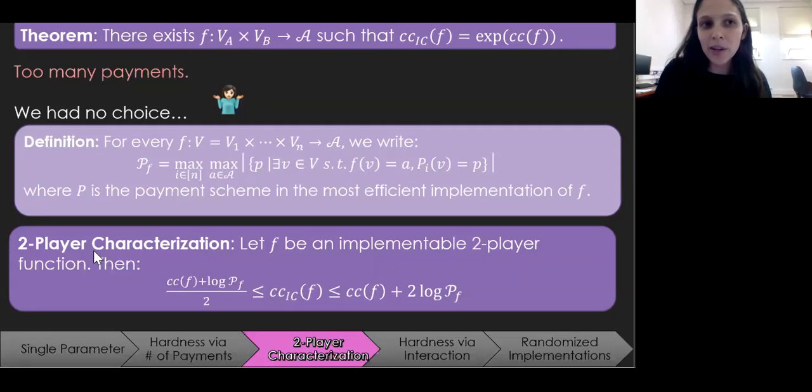And now we claim that the following characterization holds: for every implementable two-player function, the communication complexity of implementing the function is completely determined by the communication complexity of the function and the log of the number of payments.